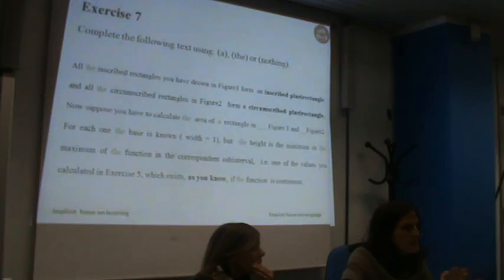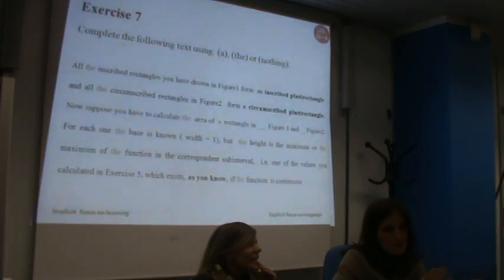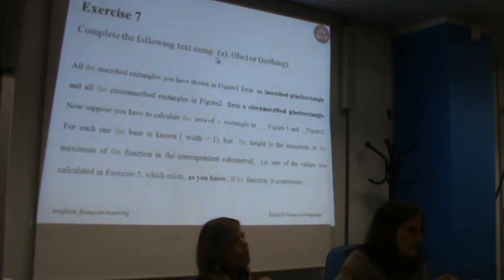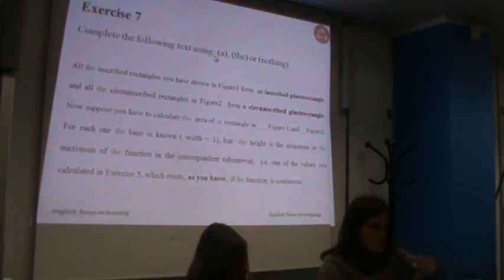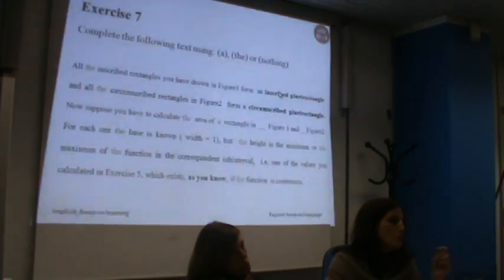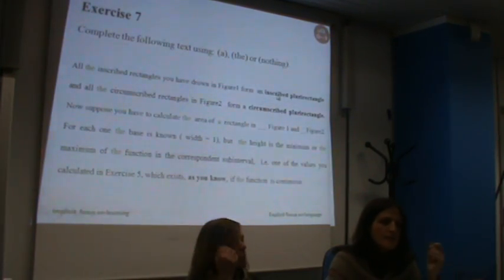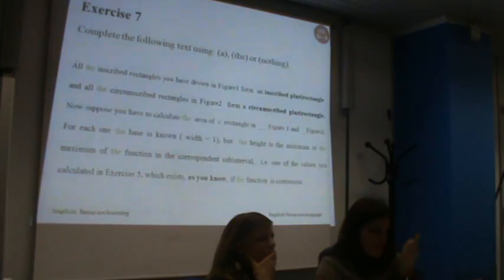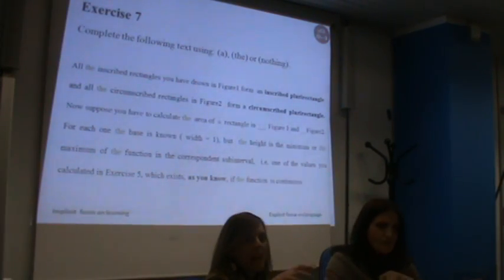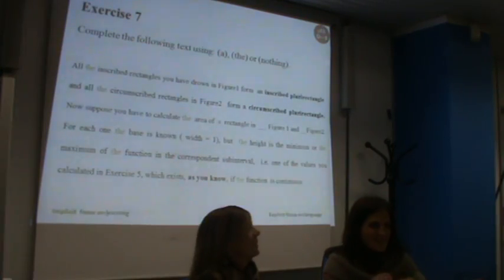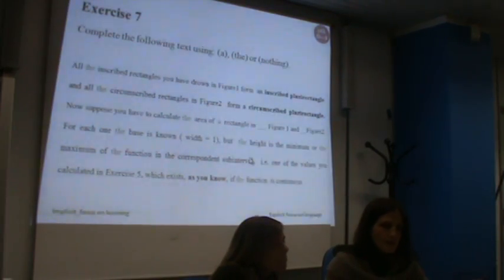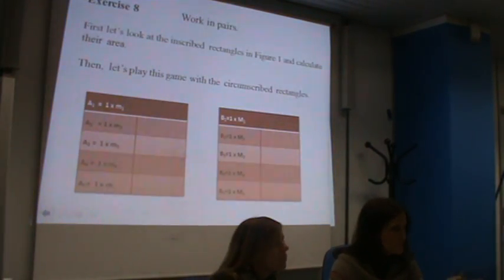And then they reflect on what they have done in the previous exercise. But first of all, the focus is on language in this exercise, because we ask them to put the right article in this paragraph. Doing that, we introduce a new microlanguage term, which is inscribed plurirectangle and circumscribed plurirectangle. Before it was rectangle, now plurirectangle. So we scaffold step by step, constructing the new concept this way.